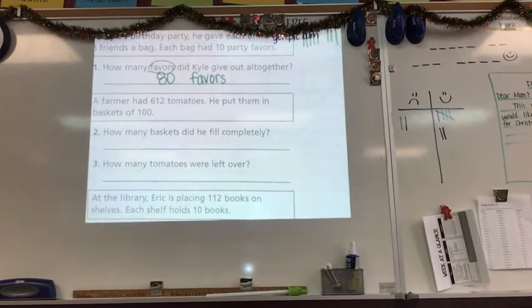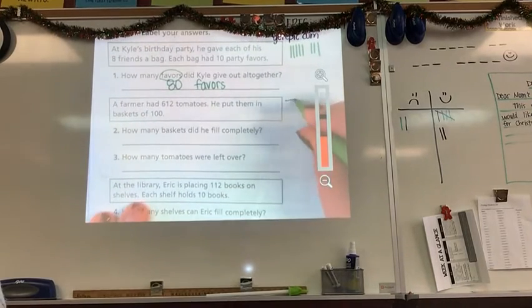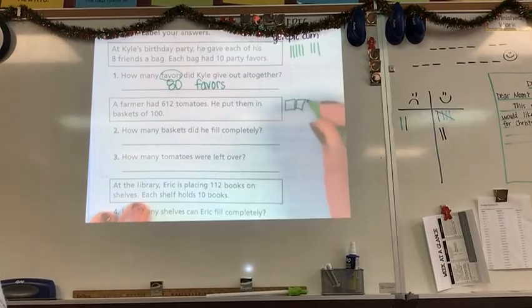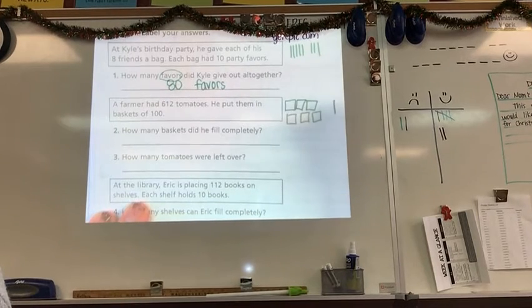Who would like to read the second box for me? Braylon? A farmer had 612 tomatoes. He put them in baskets of 100. Good. We need to draw 612. So that's your first step. With a place value drawing, draw 612. Well, I just learned that I need to go down first on my 100 boxes or they get jankety. 612.